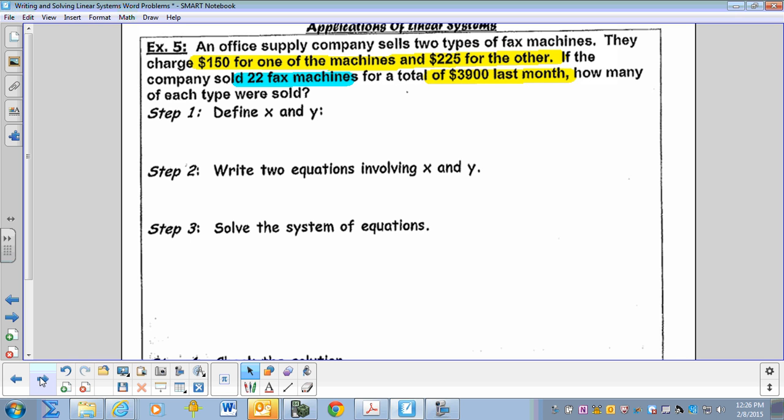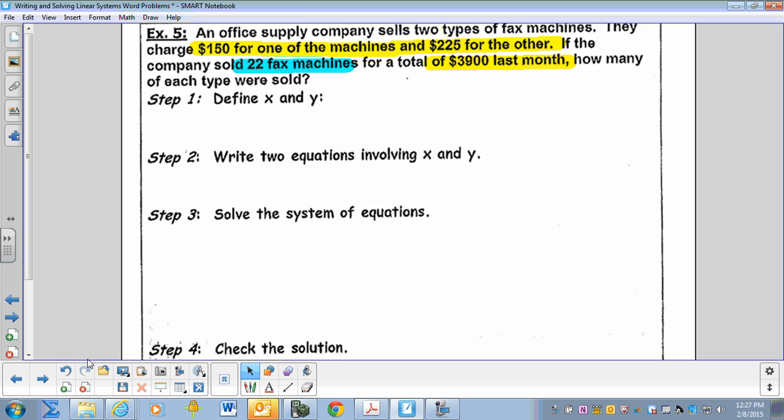An office supply company sells two types of fax machines. They charge $150 for one of the fax machines and $220 for the other. If the company sold 22 fax machines for a total of $3,900 last month, how much of each type were sold? So we're going to define the x and y variable, write two equations involving x and y, solve the system, and check the system.